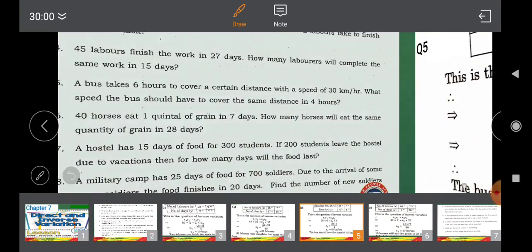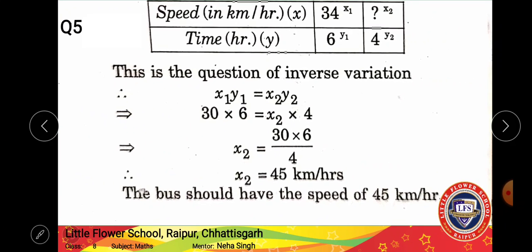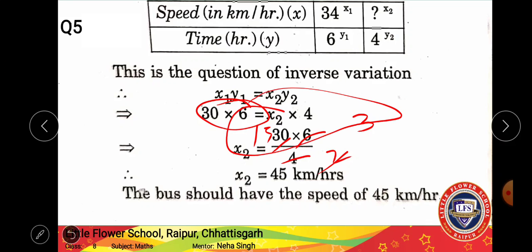So again we will use the formula x1 y1 equals x2 y2. We put the values: x1 is 30, y1 is 6, and x2 is what we need to find, and y2 given is 4. So what will be our answer? 4 will divide here. 2 2s are 4, 2 3s are 6, 2 15s are 30... so 15 into 3 is 45. So the answer is 45 kilometers per hour.